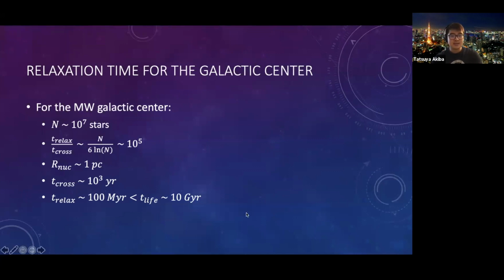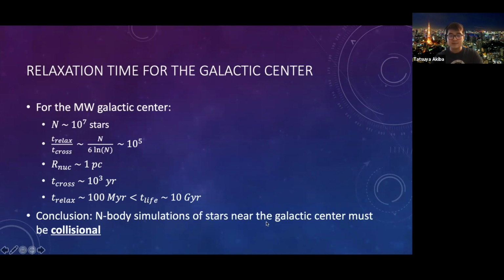So what this says is that because the relaxation time is shorter than the lifetime, we in fact have to use a collisional n-body simulation for the galactic center. And this is usually the case. So even if it's not for the Milky Way, when we usually consider the stars near the galactic center, we have to consider a collisional n-body simulation. So we can't just put a potential on it and call it good.